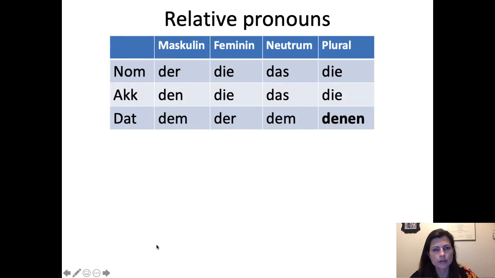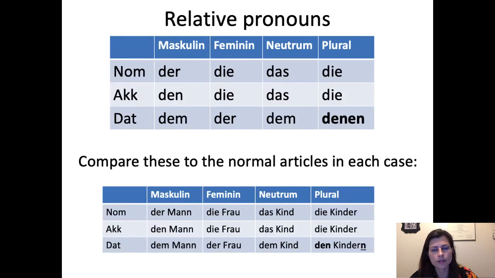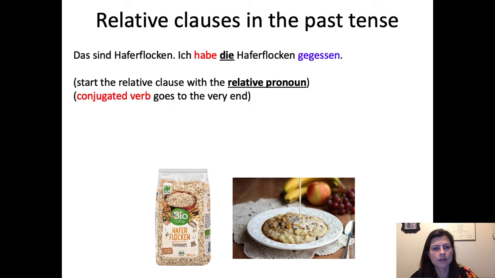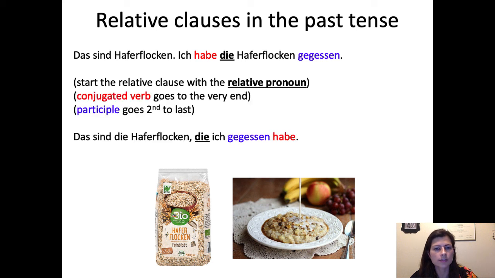Okay, so here is a review of the relative pronouns. Hopefully they're recognizable to you. And then when we review verb tenses in the next review video, we will do this again. But I just wanted to point out quickly that it looks a little different when you do it in the past tense with our relative clauses, right? So you start the relative clause with the relative pronoun and the conjugated verb goes to the end. Participle goes second to last.